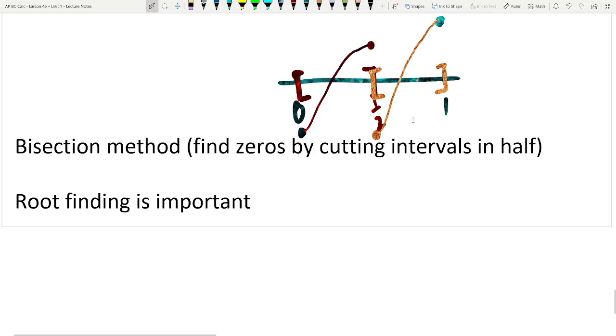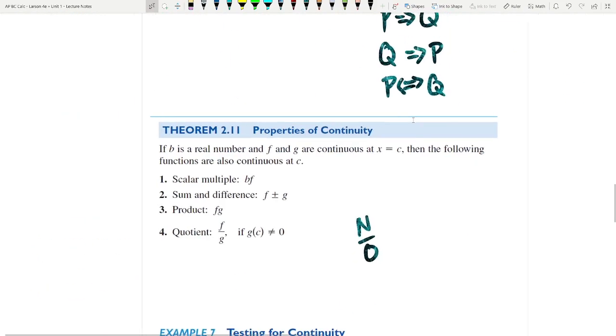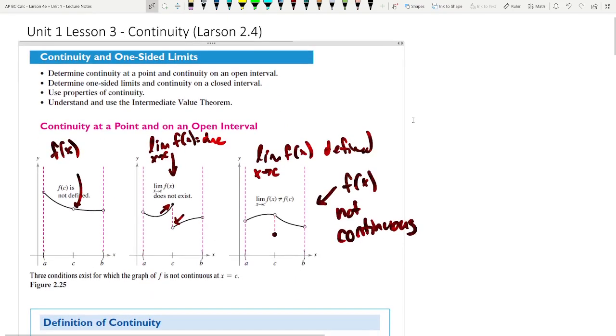All right, so in this video, what did we see? We looked at the definition of continuity. We looked at one-sided limits. We defined some of the properties that happen with continuity. And then we talked about the intermediate value theorem.